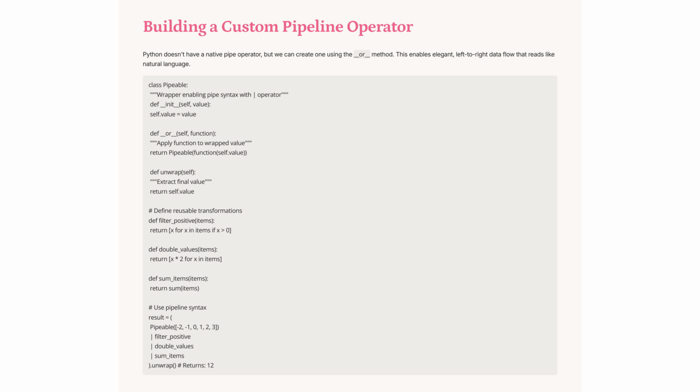Python lacks a native pipe operator, but we can create one using the or method. This allows for a left-to-right data flow, enhancing readability. The Pipeable class wraps values, applying functions sequentially with the pipe operator. For instance, filtering positives, doubling values, and summing them results in 12. This approach simplifies complex data transformations.